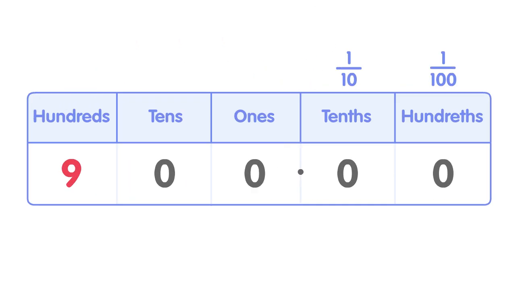Let's divide 900 by 10 to see what happens. Each time you divide by 10, the number 9 moves a column to the right.